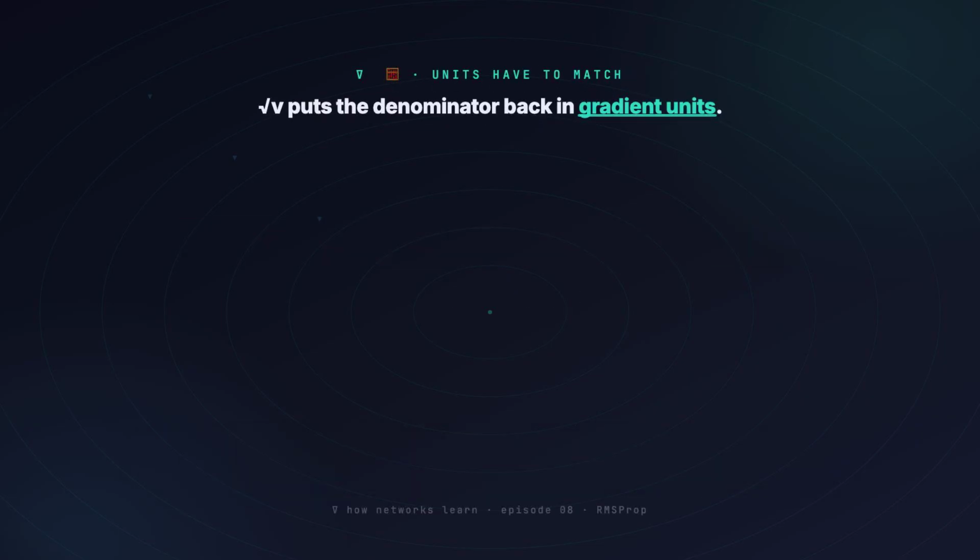What's the misconception people have about that square root? Why root mean square? Why not just divide by V? Because V is in units of gradient squared. If your gradient is measured in some unit, V is in that unit squared, and dividing a gradient by a gradient squared gives you 1 over gradient. The units are wrong, the step would blow up as gradients shrink.